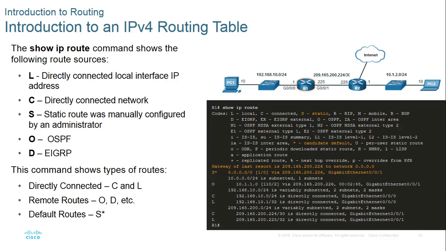So when you do show ip route, it will show types of routes: directly connected, either C and L, and remote routes learned via a dynamic routing protocol such as OSPF, EIGRP, or RIP version 2. And your default route is a static route identified by S with a star.